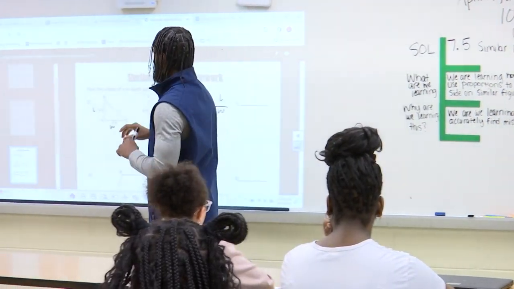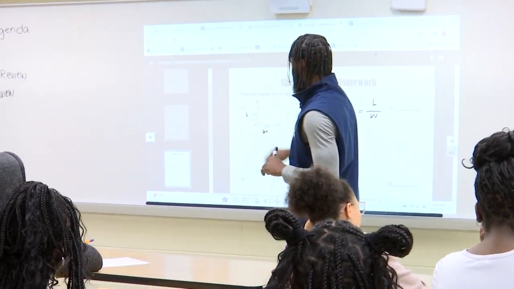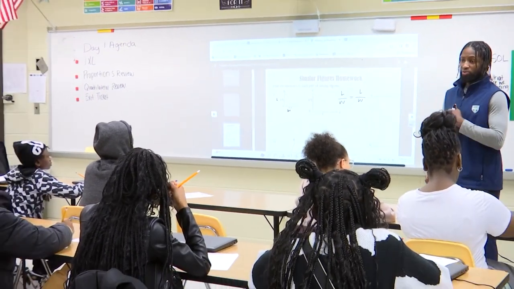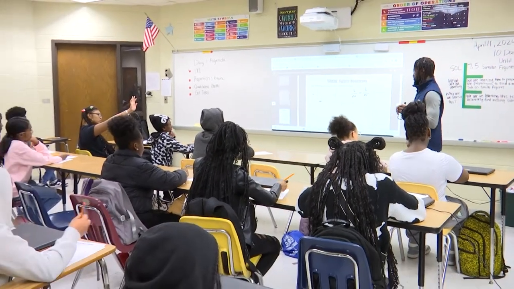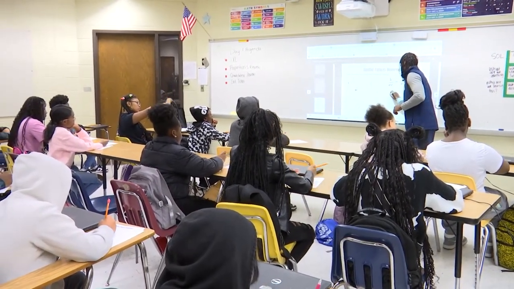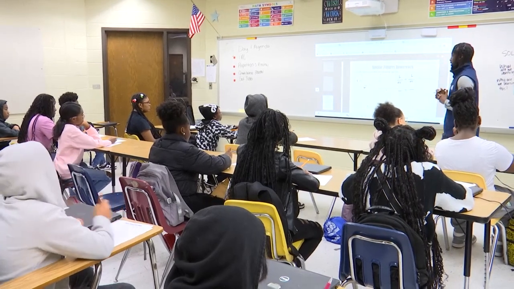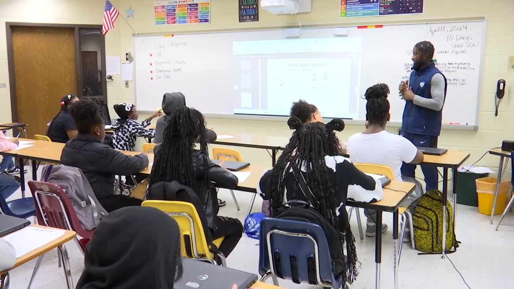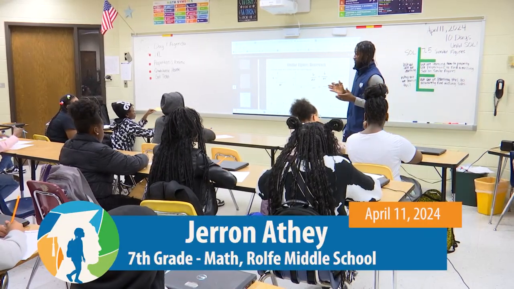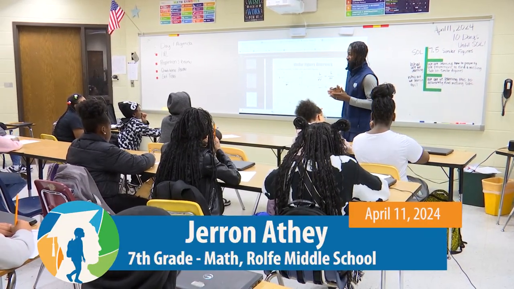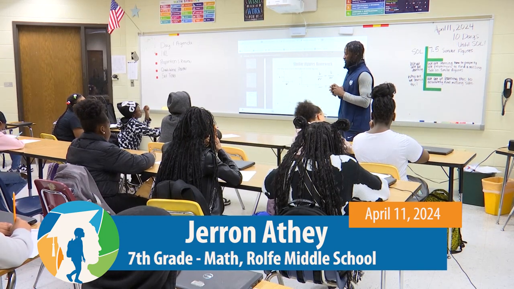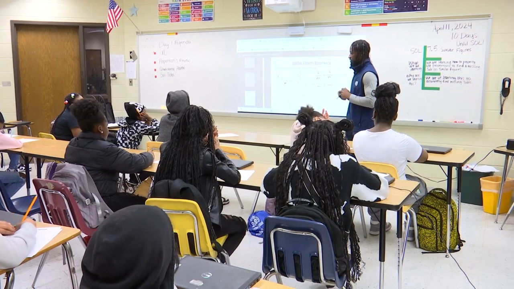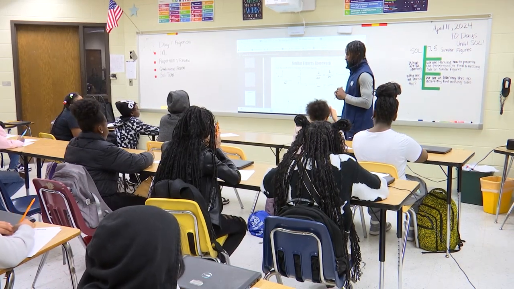Well, we got these two letters here. So we got A, B, and C. We got D, E, F. What could we use for this one? What's a proportion that we could use? Could we do side over side? What do y'all think? Yes, no? Maybe so? What do you think, Jahari? Can I do side over side for this one?